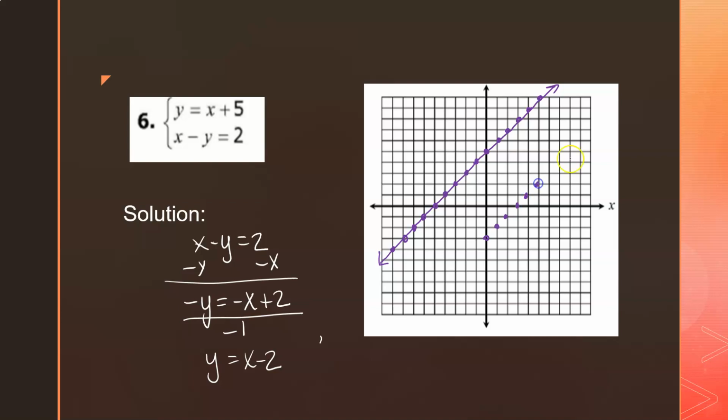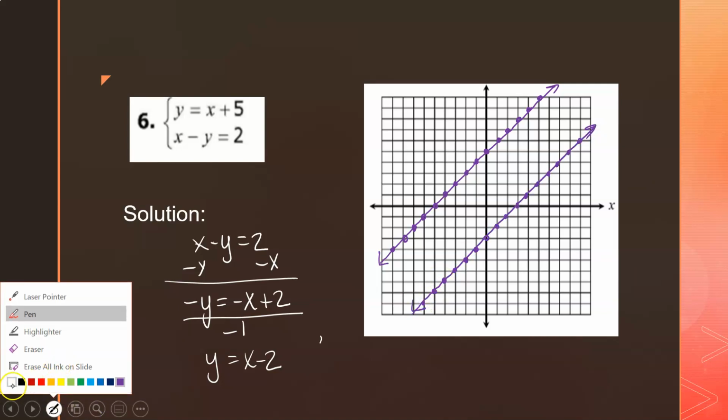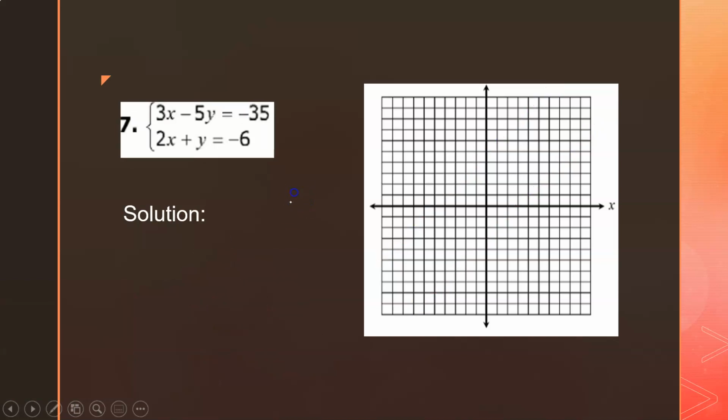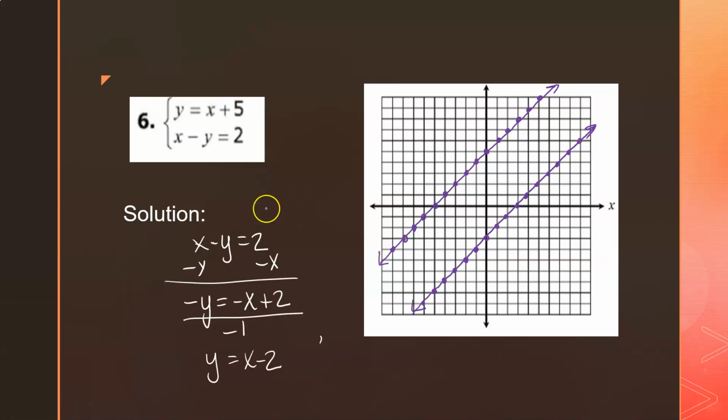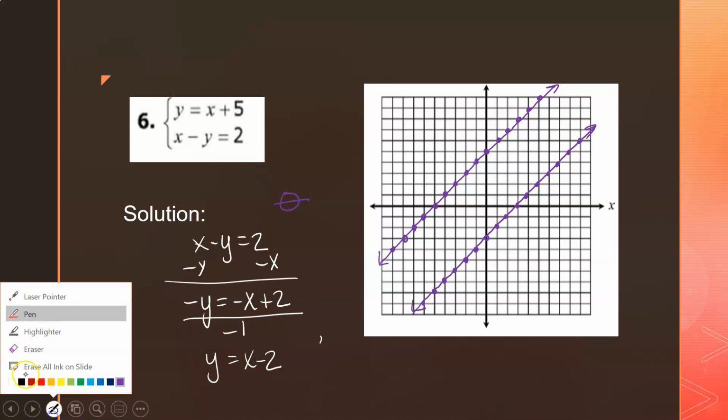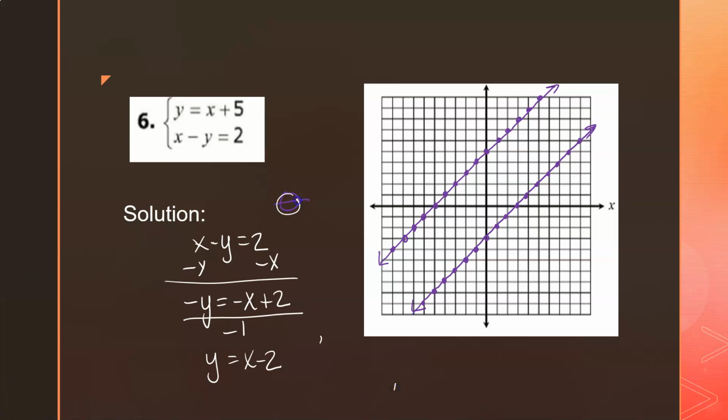If you notice, when we rearranged, these have the same slope. Lines with the same slope are parallel. These are never going to touch. So the solution to my equation is no solution. There is not a solution. So it's no solution. There you go.